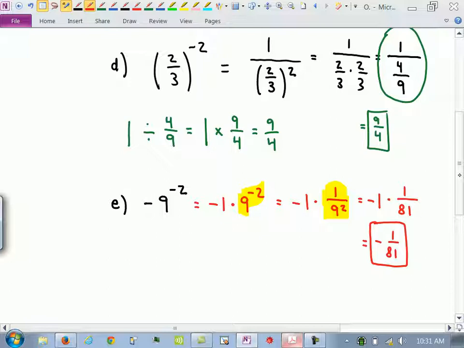Well, the negative comes out, and you just keep it out there until you've resolved what all that other stuff is, and just bring it in at the end. I don't know if that answers your question.